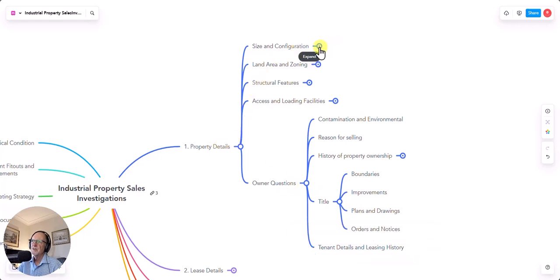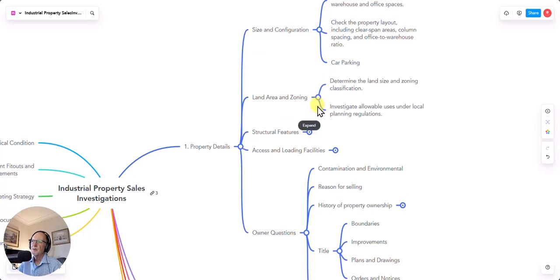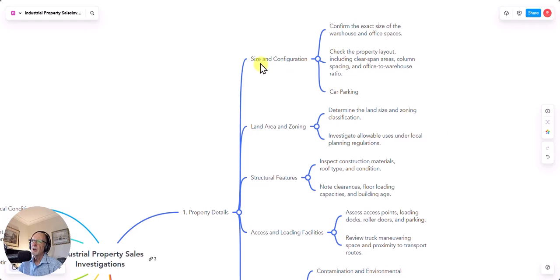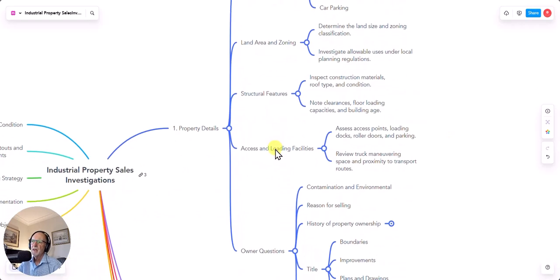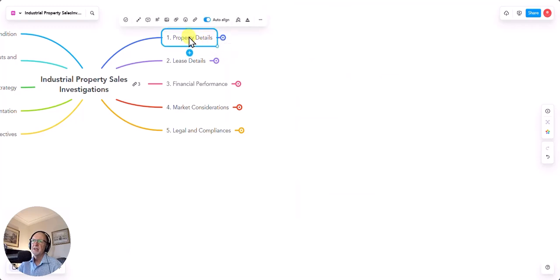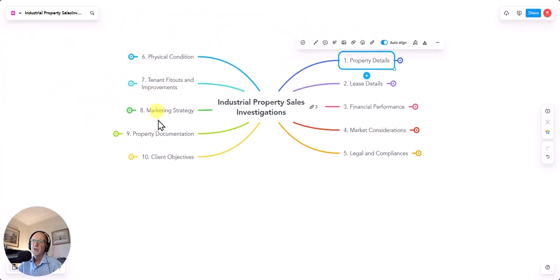Quite a number of things there for you. I'll just reopen them up for you and scan them down so you can see them again. At the top, size and configuration, then land area and zoning, structural features, access and loading facilities, owner questions. When you've done all of that, you've got a pretty good idea of what the property is all about. So that's it for this particular video. In the next video, I'll go into the lease details and then I'll continue on through these particular topics, all relating to industrial property investigations.